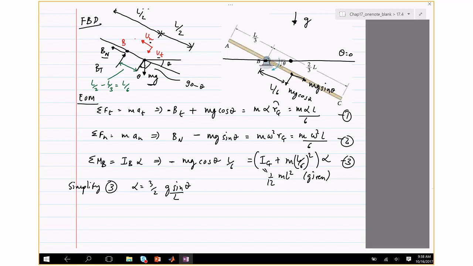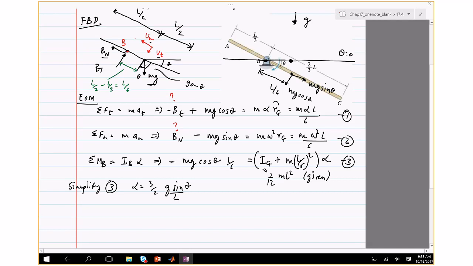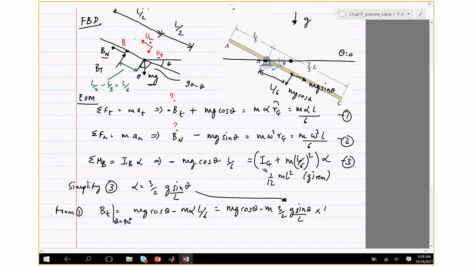Okay, so if you now know what alpha is, we can now start solving for Bn and Bt. The question is, you're asked to find Bn and Bt when theta is 90 degrees. So let's try to solve for Bt. From 1, Bt equals mg cosine theta minus m alpha L divided by 6 at theta is 90 degrees. So this gives me mg cosine theta minus m. Alpha is given, right? Alpha is 3 divided by 2, g sine theta divided by L, times L divided by 6.